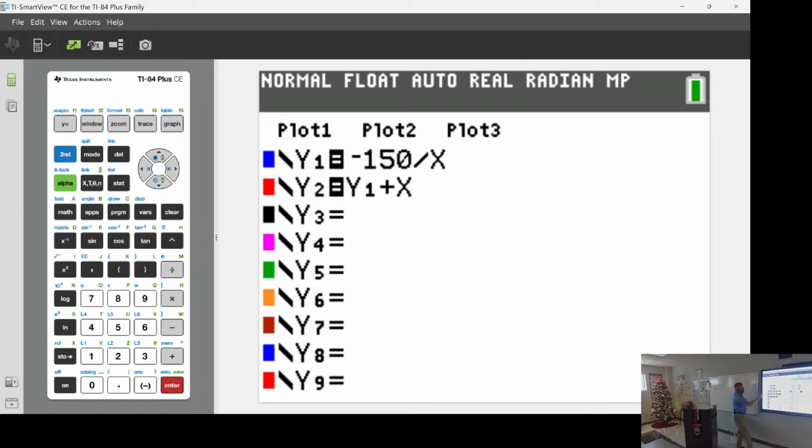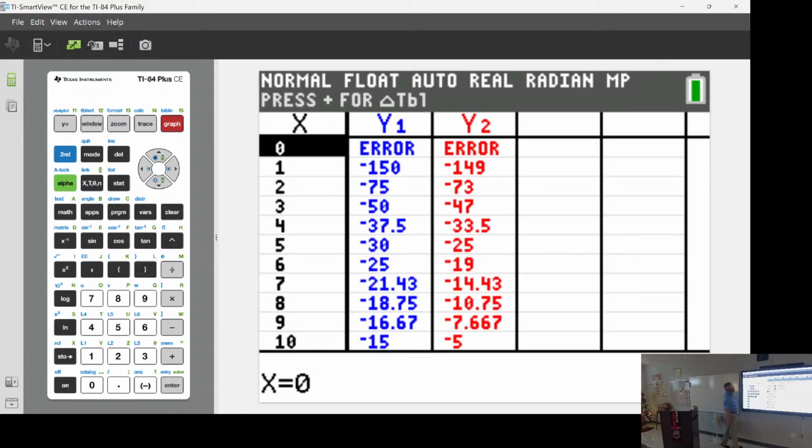I will then go to my table, and I look through my y2 column, and I want to find negative 19. Do you see a negative 19? Right there. Okay. So here's my negative 19. Here's my sum. 6 times negative 25 is negative 150. 6 plus negative 25 is negative 19. My two numbers are 6 and negative 25. Okay?